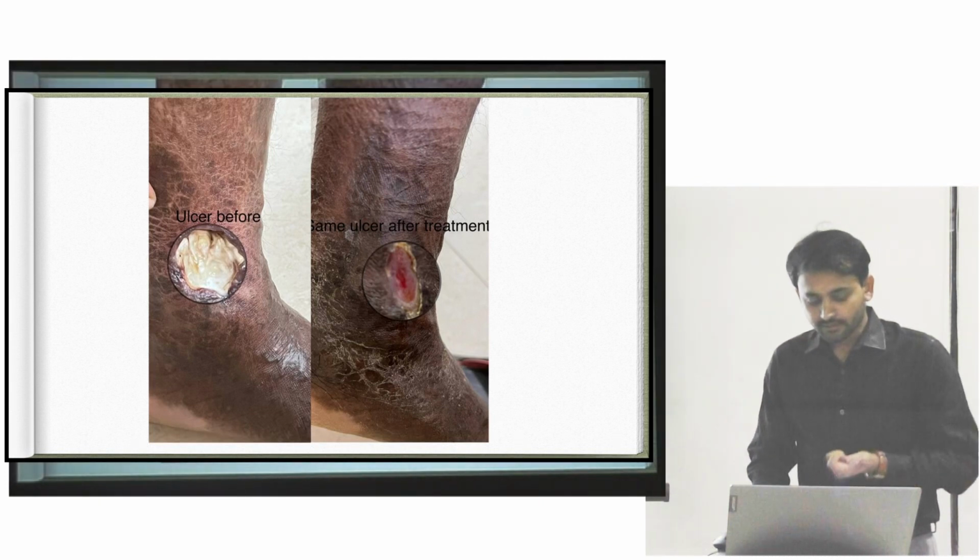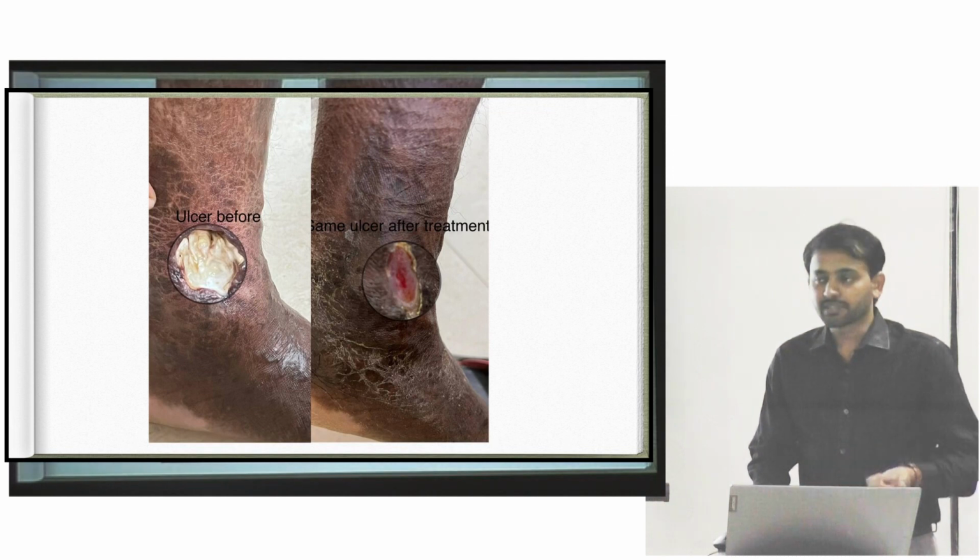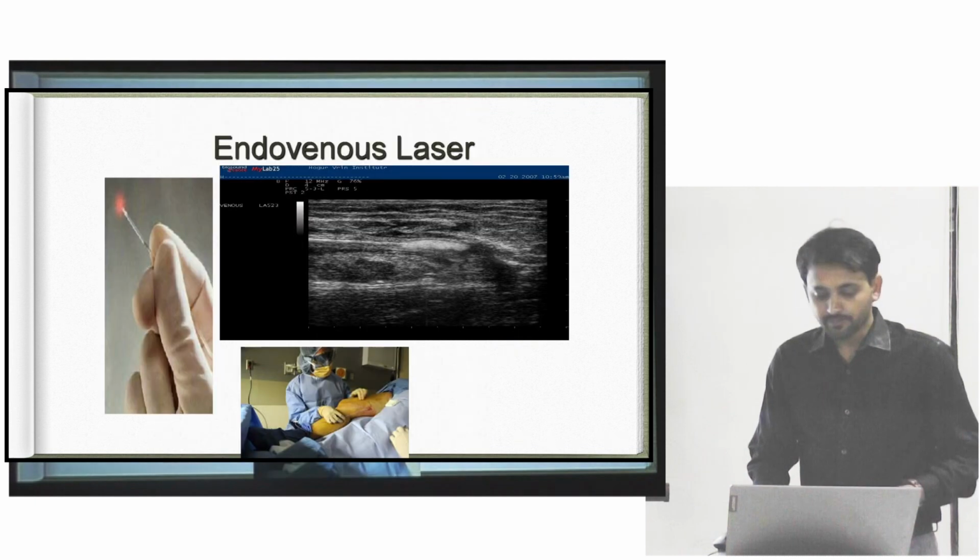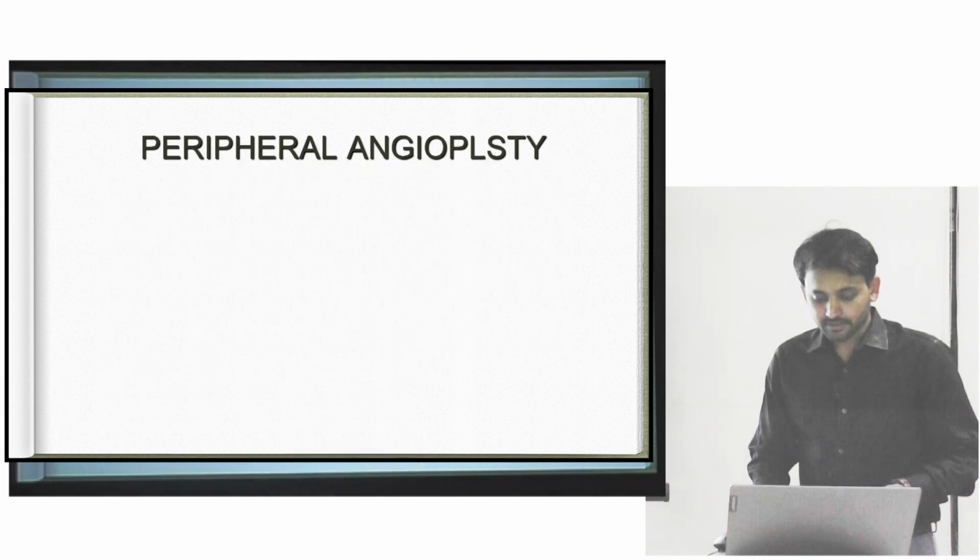So this patient had recurrent ulcers with SFJ significant reflux. After laser and 2-3 regular compression dressings, the wound got healed, and these are some laser images.